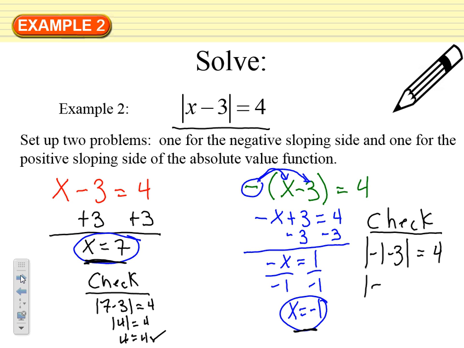So this is going to be the absolute value of negative 4 equals 4. We know the absolute value of negative 4 is just 4, so 4 equals 4. So 7 and negative 1 are our solutions.